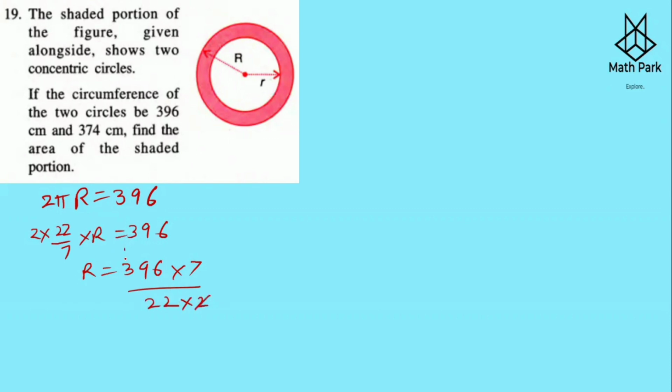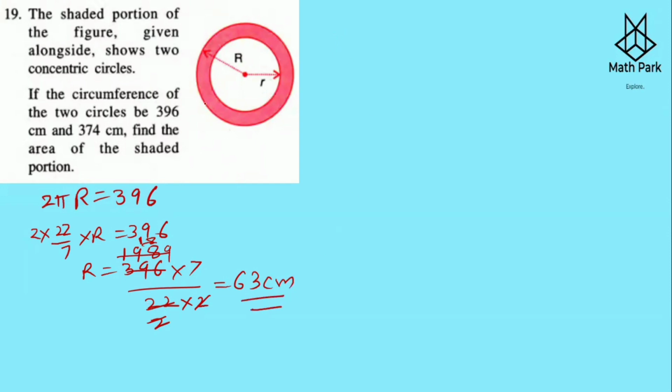2 1s are 2. 2 9s are 18. And 2 8s are 16. We got it as 198. Now 198, if you divide by 11, you get 11 2s are 22, 11 8s are 88. So you get 18, and then 9 7s are 63 centimeter, which is the radius of the bigger circle.